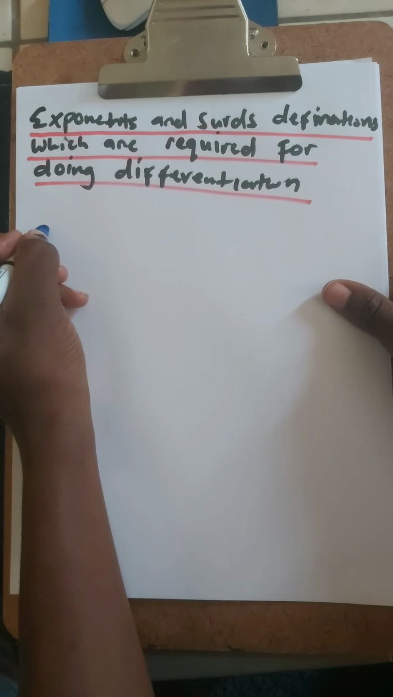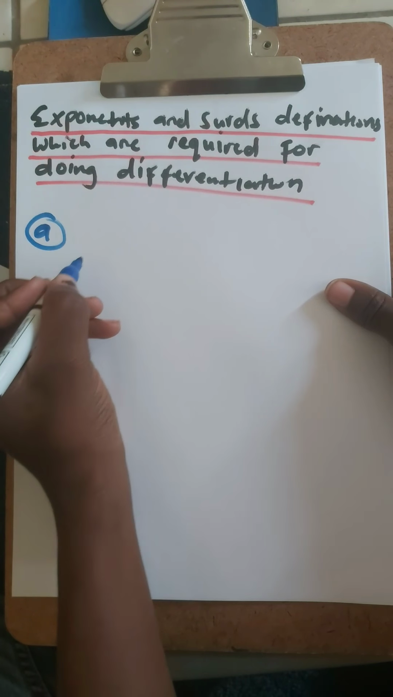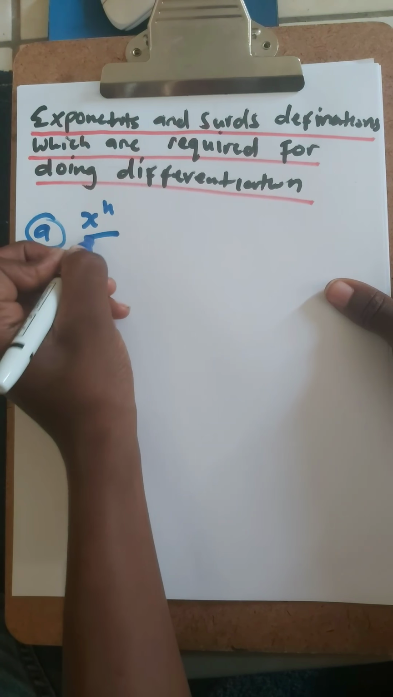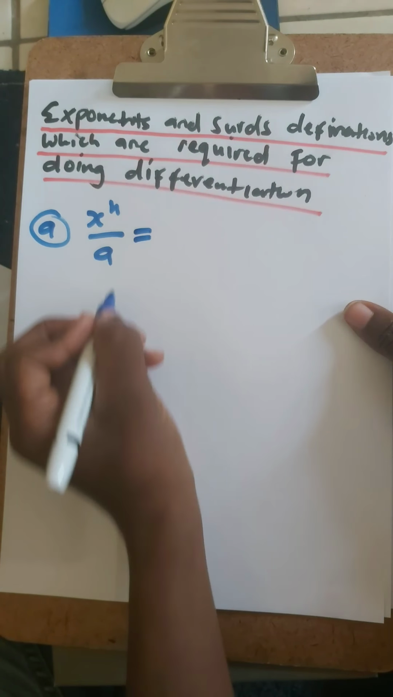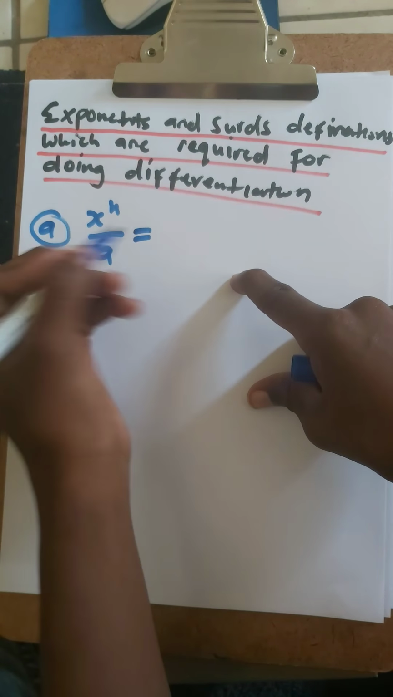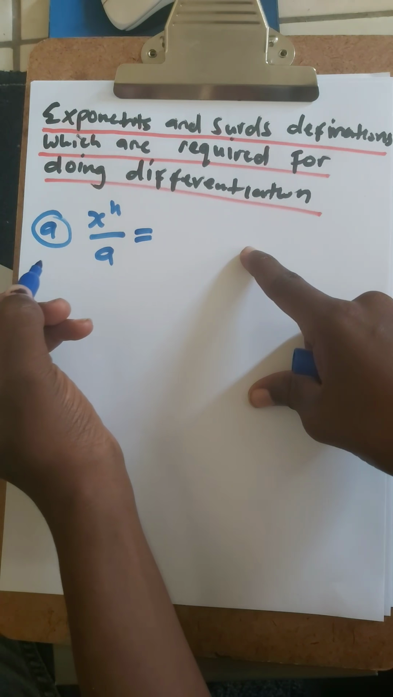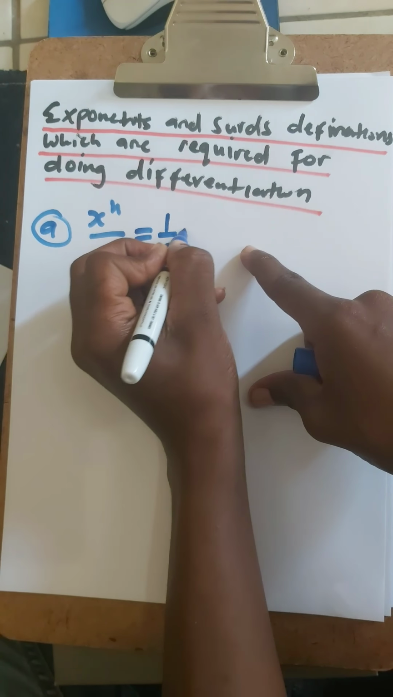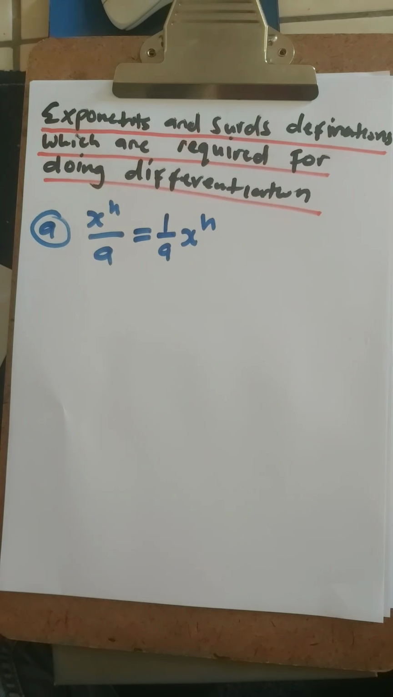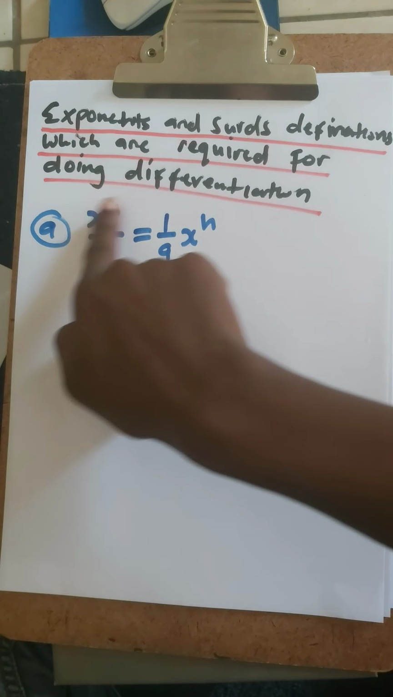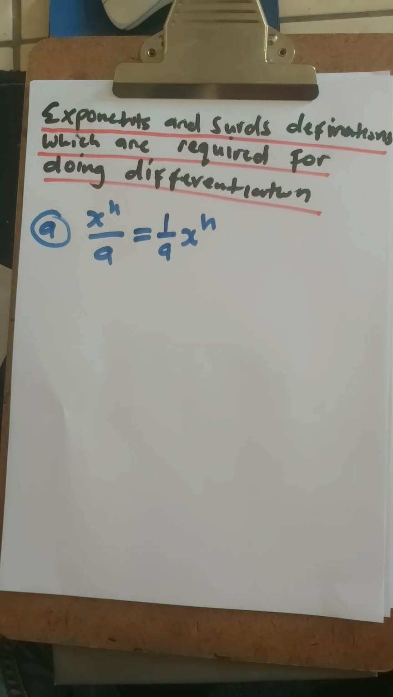For example, let's check a. Before you differentiate an equation like x to the exponent n divided by a, make sure x is in the right way so that you can differentiate, so you put x in linear form. I can rewrite this as 1 over a times x to the exponent n, then it's easier to differentiate something like this. So you must be able to play with exponents.